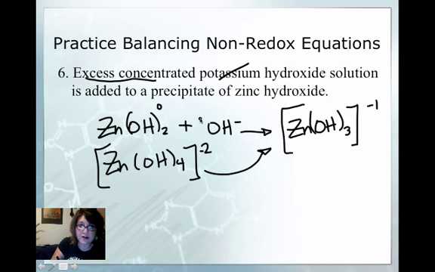If you're going to add another hydroxide, then make sure it's balanced by mass. Mass and charge both have to be balanced. Either of these answers is equally right, and so you get credit for both.